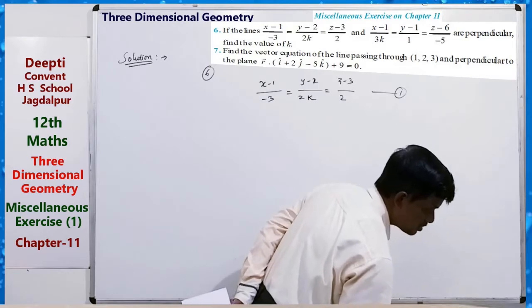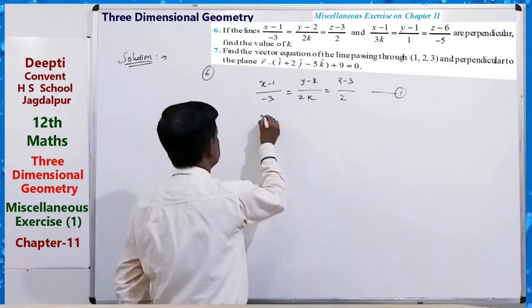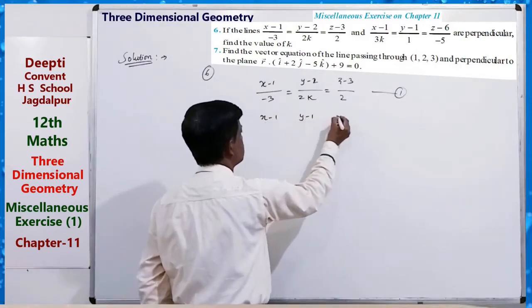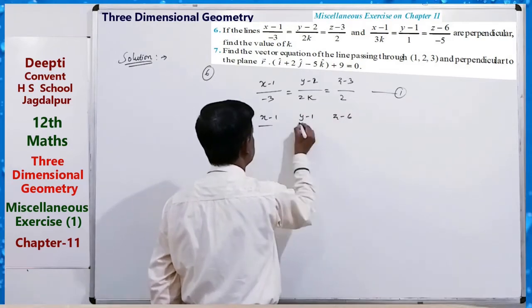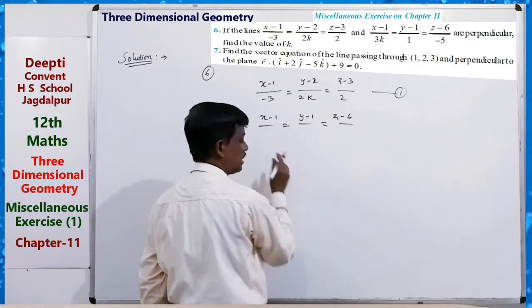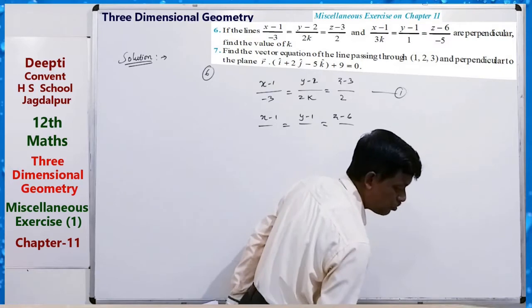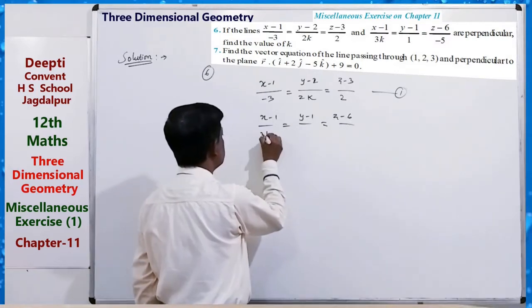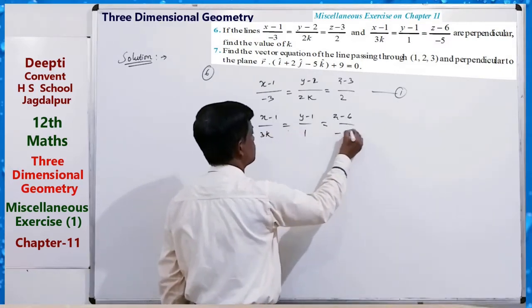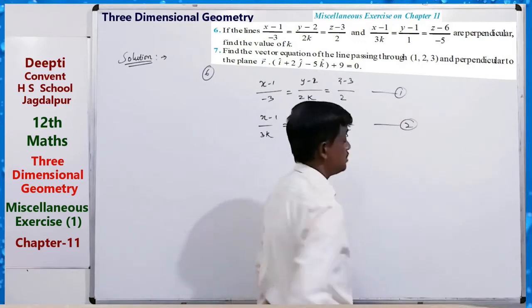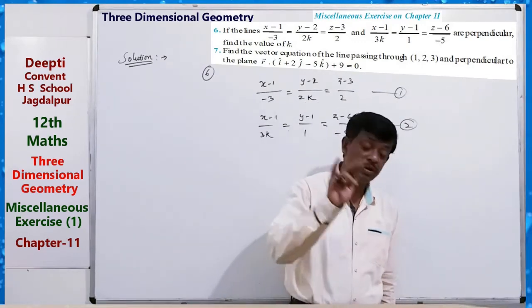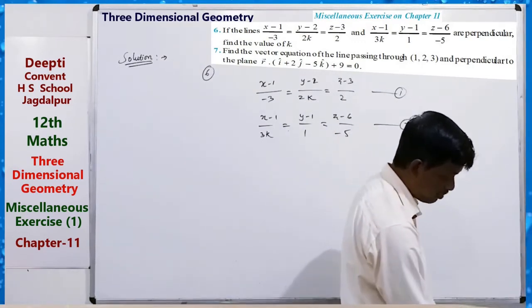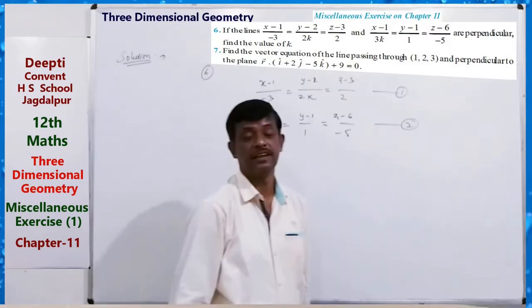The second line is given with direction ratios 3k, 1, minus 5. Just these two lines are perpendicular, and we have to find the value of k.